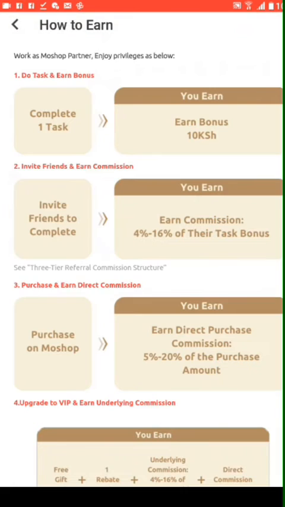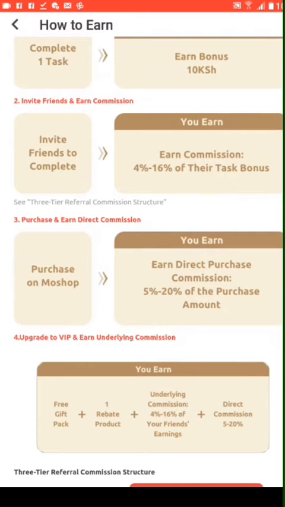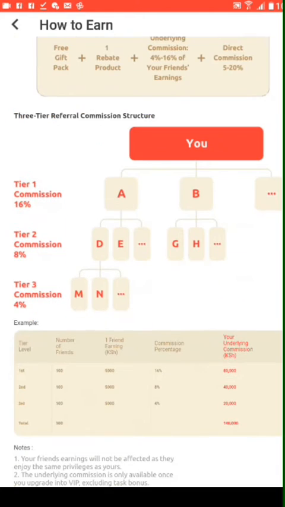Let me show you. This is how you are going to earn when you invite your friends. We are talking about number two. Invite friends to complete tasks, and then you'll earn commission on their task bonus from 4% to 16%. See the 3-tier referral structure program. This is how it will happen. When you invite the first person linked to you, they can be 10 or 15 or 30. You'll earn 16% commission on any task they do on Moshop. Whenever they are buying anything, selling, or completing any task, you'll earn 16%.